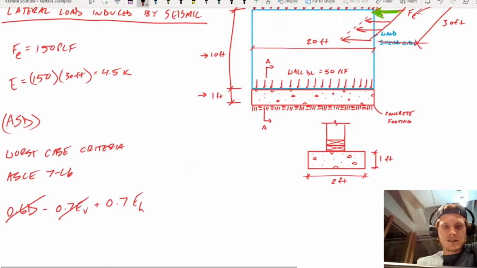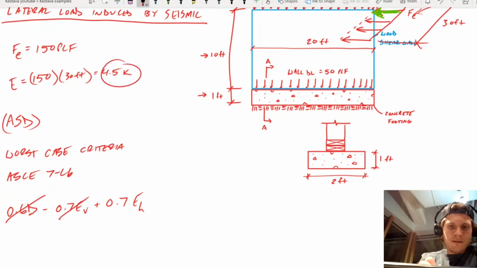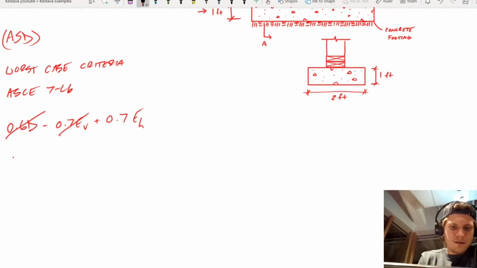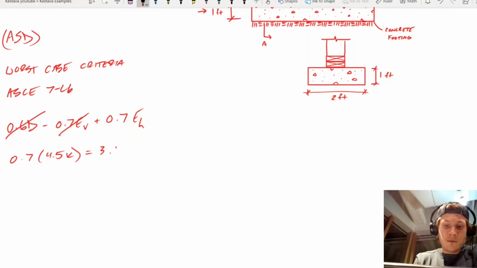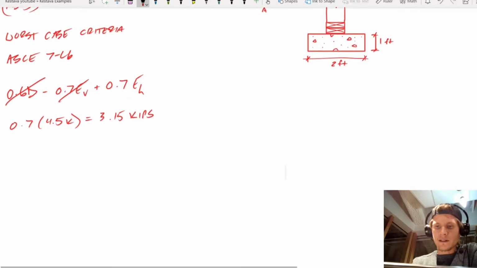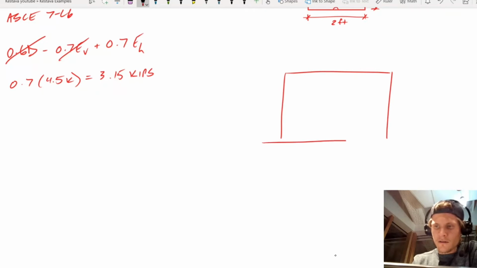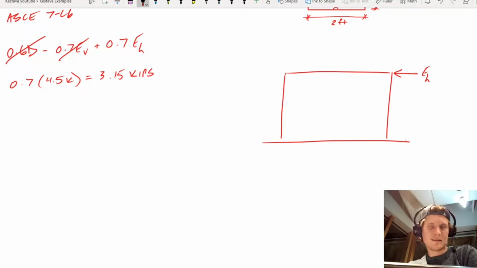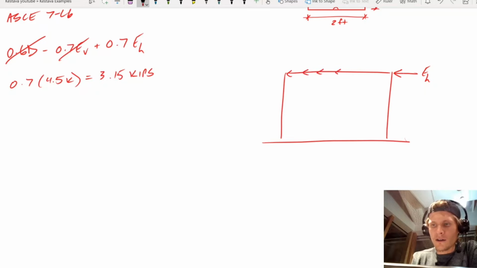And EH is really just going to equal the 4.5 kips, but we just need to reduce it now. So 0.7 times 4.5 kips is going to get us 3.15 kips. And now what's really happening here is you have your shear wall, you have EH, but that's not really representative of how the forces are going to transfer through the shear wall. They're not all going to be lumped as a mass loading at the edge of the wall. It's really going to be distributed along the length of your shear wall, as I've shown here.